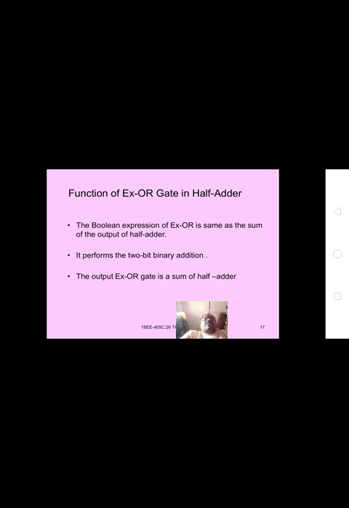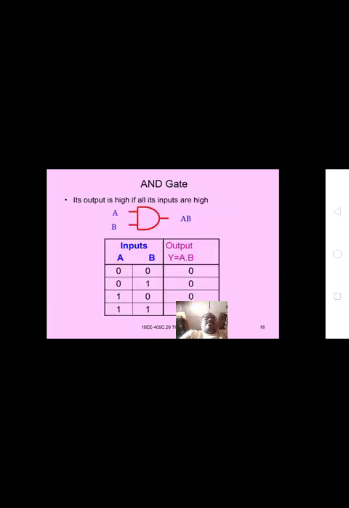Function of XOR gate in half adder. The Boolean expression of XOR is same as the sum output of half adder. It performs 2-bit binary addition. The output of the XOR gate is the sum of half adder.